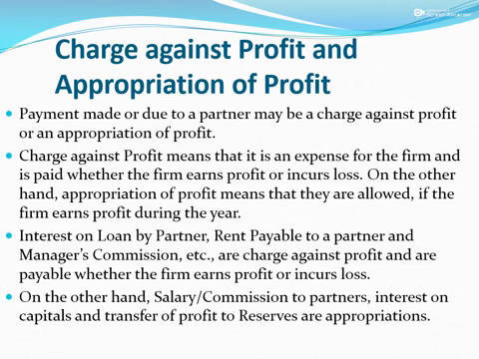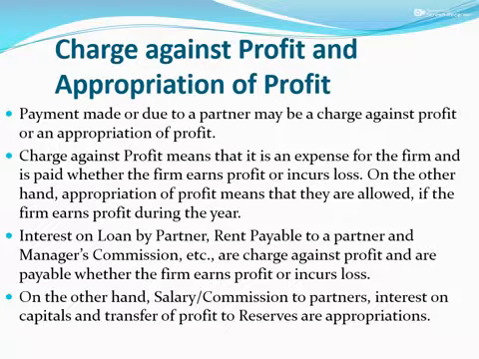Now come to appropriation of profit. Appropriation of profit means those items which the firm will pay if the firm has the profit. If the firm does not have any profit, the firm will not make the payment, like salary to a partner, commission to a partner, interest on capital, transfer to general reserve, and all the items regarding that.